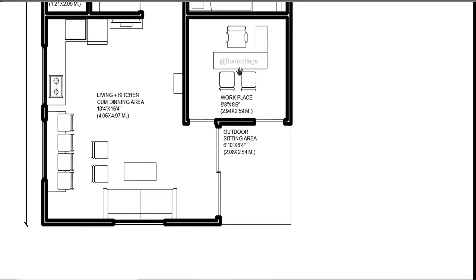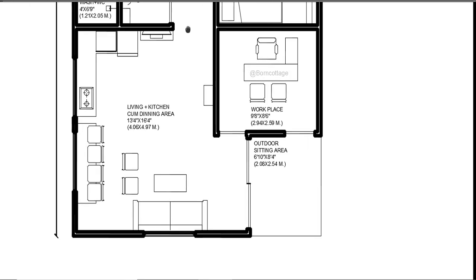So we have a workplace here. The size of the workplace is 9 feet 8 inches into 8 feet 6 inches, in meter 2.94 into 2.59 meter. You can see here the furniture placement, the table and chairs also, and we have a separate door here. After that we will go inside.